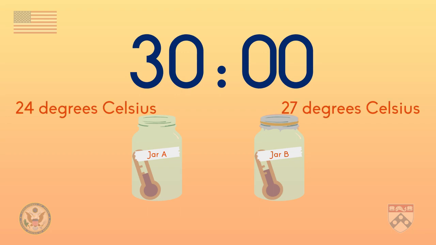Okay, 30 minutes is up. This is the last data we will collect for the experiment. Jar A's final temperature is 24 degrees Celsius, and jar B's final temperature is 27 degrees Celsius.